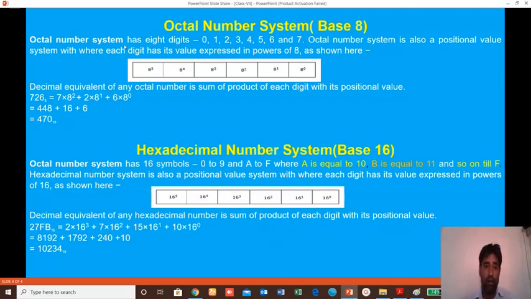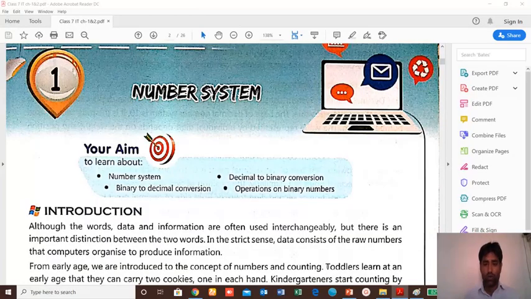This is a diagrammatic notation for representing the octal number system, 8 raised to the power 0, 1, 2, and the hexadecimal number system. So dear students, this was all about the number systems, their definitions and meanings, and how we can represent any kind of number system. In the next online video, we will learn how to do interconversion of one number system into another.